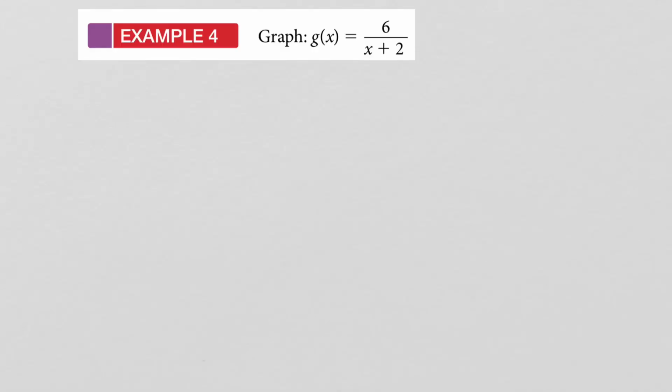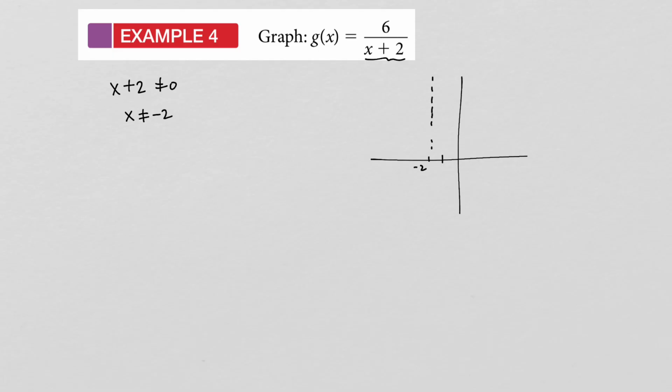So let's consider g of x equals 6 divided by x plus 2. So once again, we know that in this case, x plus 2 cannot be equal to 0, right? Because that's the denominator. And so that means x cannot be negative 2. So when I go to graph this, we are going to have a vertical asymptote at x equals negative 2. So that looks something like this.